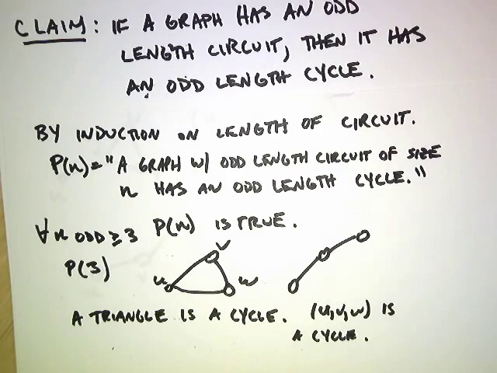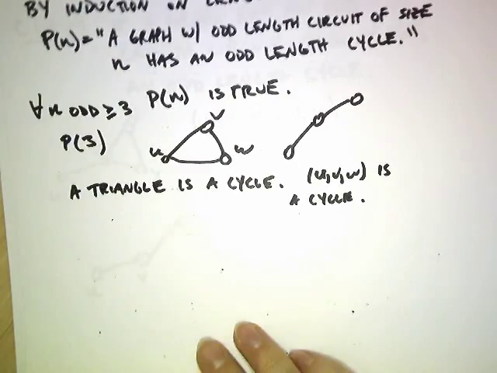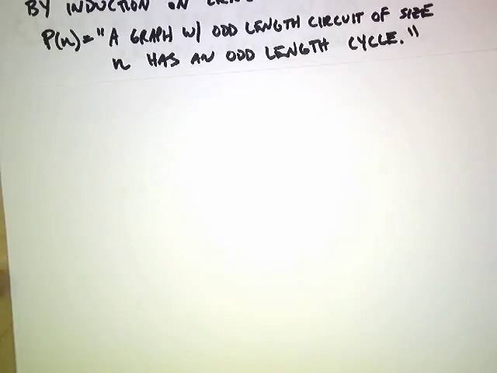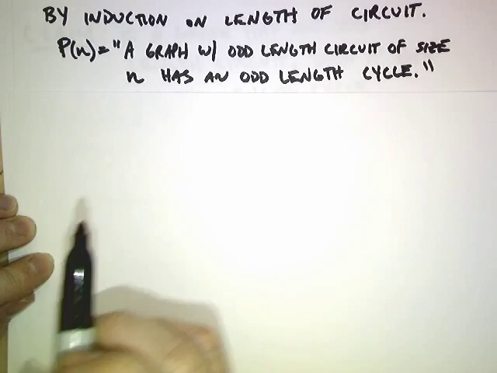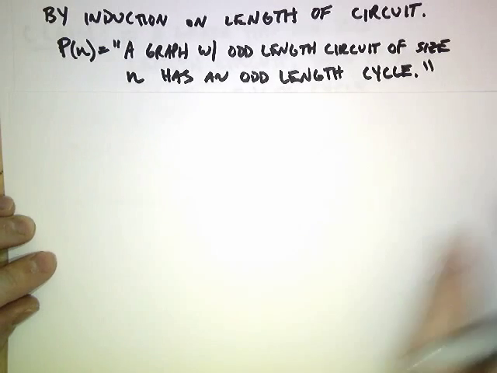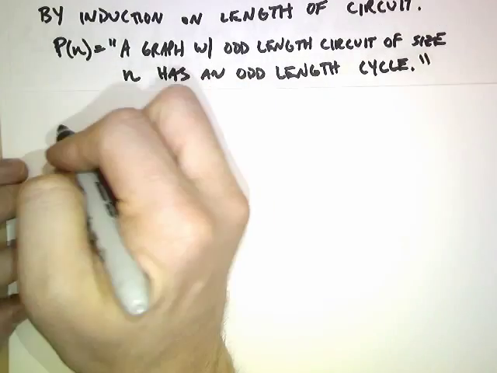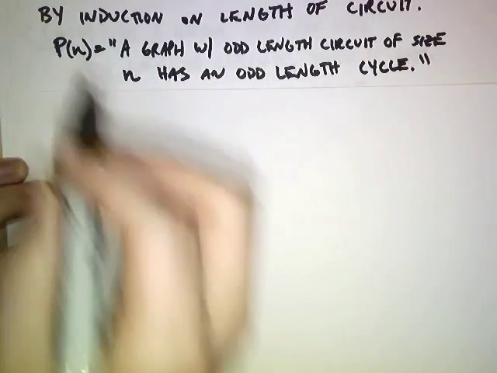So how do we actually do the inductive step? I'm going to give you the main idea, and then we'll formally write the proof. Remember, this is what we need to prove: that a graph with an odd length circuit of size n has an odd length cycle. We're going to use strong induction.